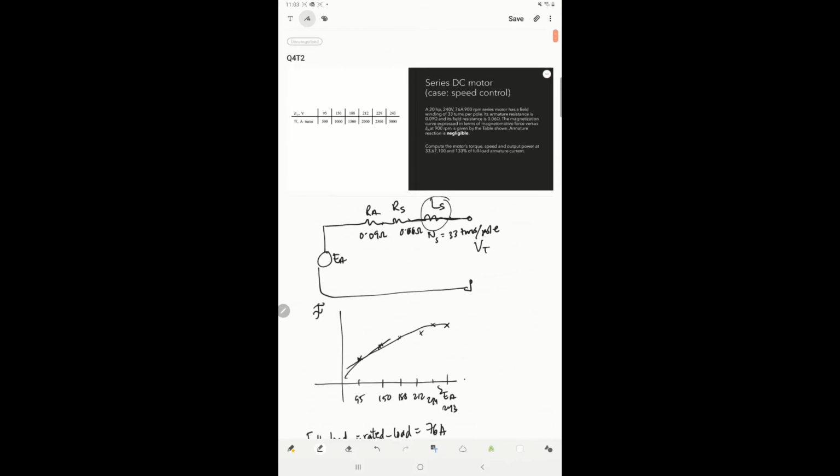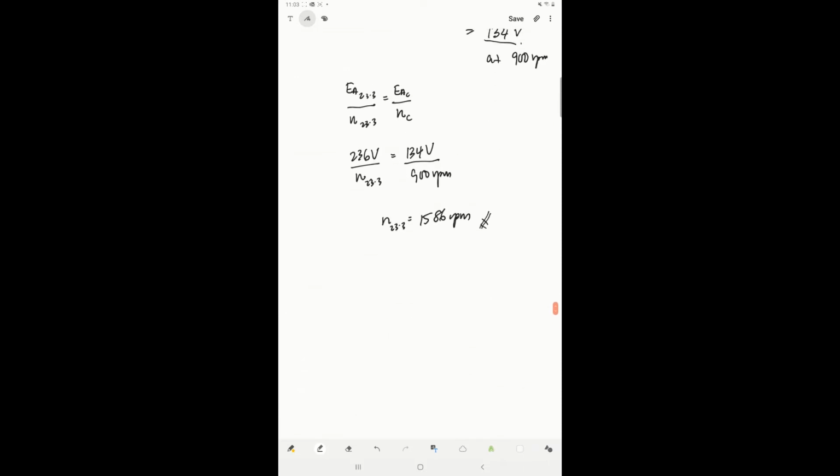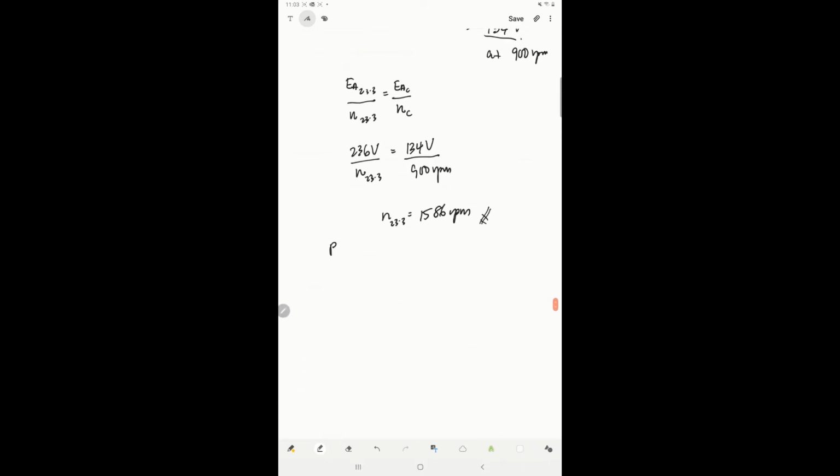And we also wanted to know the torque. Okay, so the torque simply comes from the converted power, which is EA IA, and also equals the induced torque times omega m, right? So the induced torque is simply EA IA divided by omega m. So it will be 236.2 times 253 ampere, divided by 1586 times 2 pi over 60. We have to convert this to radian per second, right? Okay, so this will give you the induced torque of 36 Newton meter.